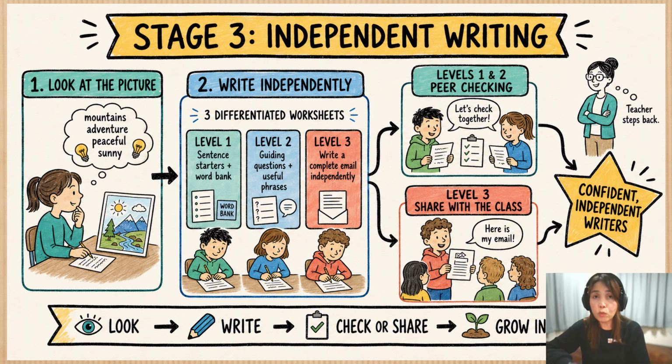Pupils working at level 1 and 2 will complete peer checking using a checklist to review the email components and basic language features. Pupils working at level 3 share their completed emails with the class, allowing them to explain their choices and celebrate successful writing. The final step is not merely correction, it develops ownership. Pupils learn that writers reread, improve, and communicate their work to a real audience.